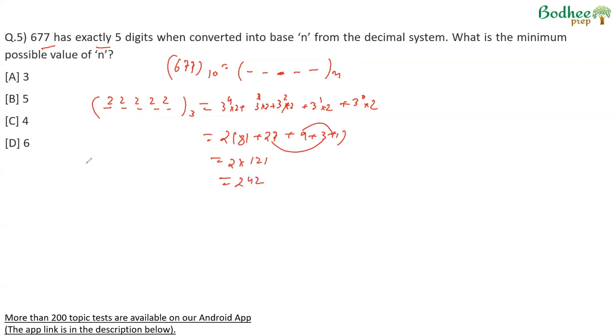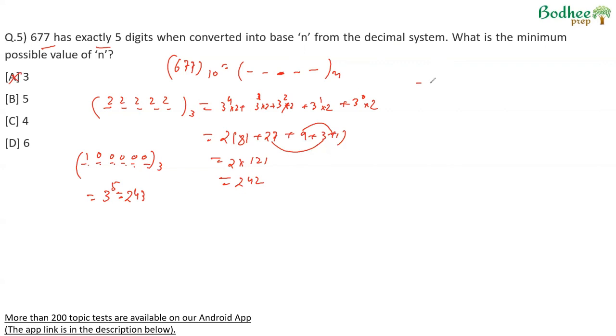Kind of makes sense. Because if you look at the 6-digit number, 1, 2, 3, 4, 5, 6, the smallest 6-digit number in base 3 would have a value 3 raised to power 0, 1, 2, 3, 4, 5. The value will be 3 raised to power 5, which is 243. So a number less than that has to have a maximum value of 242. So a 5-digit number in base 3 cannot reach 677.